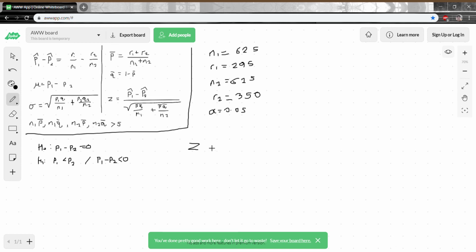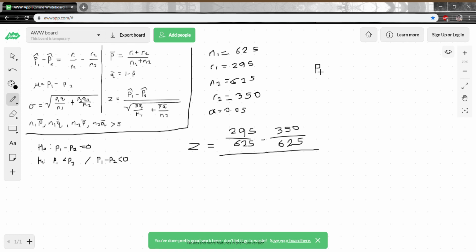So our Z statistic is going to be calculated with R1, which is 295, put over 625. We're subtracting from that 350 divided by 625. This is the top of our equation. But before we can divide it by the standard deviation, we need to calculate P bar, and from that, calculate Q bar.